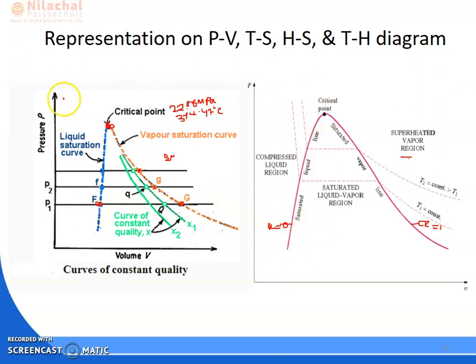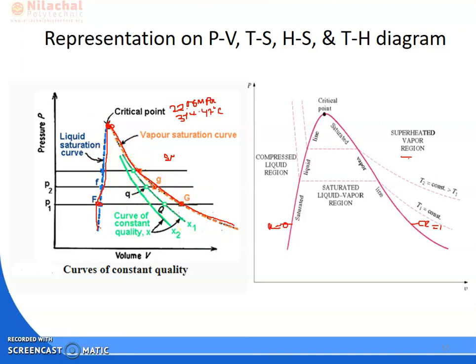This way we can draw the PV diagram. From here to here is your saturated liquid line, and then it forms a curve. This is the PV, pressure volume diagram. This is known as your vapor dome. Here is your P1 constant pressure line, and this is your pressure line P2. This is in the PV diagram.